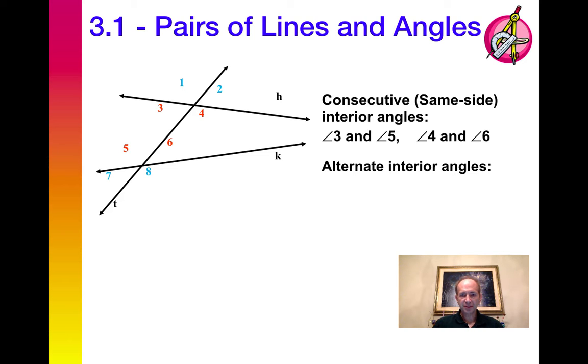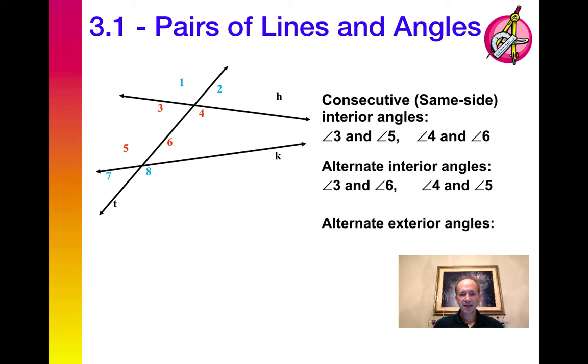We have alternate interior angles. So interior means that they're interior to the two lines H and K. So they're in between. And they alternate from side to side on the transversal. So 3 and 6 are alternate interior angles, and so is 4 and 5. So 3 and 6, 4 and 5 are alternate interior angles.